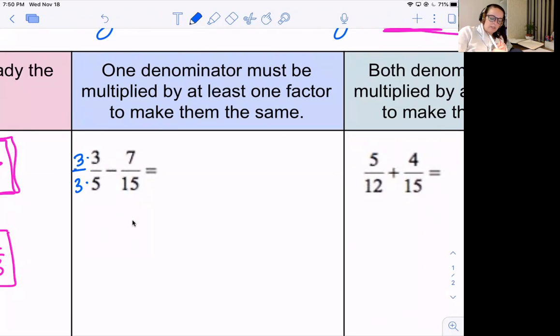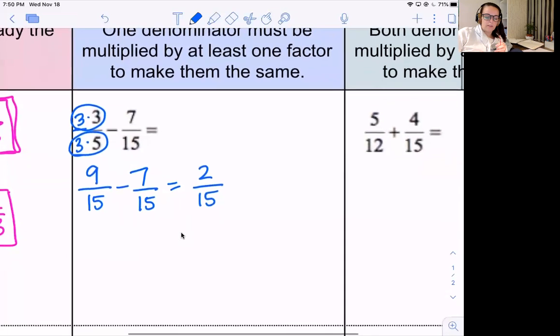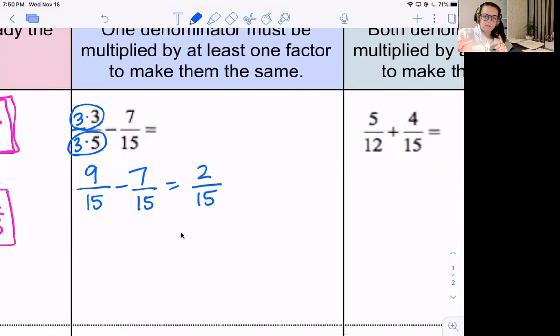So I could say 3 times 3, that would be 9 over 3 times 5, that would be 15. So 9/15 is the same as 3 over 5. And now I want to subtract 7/15, and I get 9 minus 7 would be 2/15. Right, so 9/15 minus 7 of them would give me 2 of them. Simplify if I can. In this situation, I cannot.